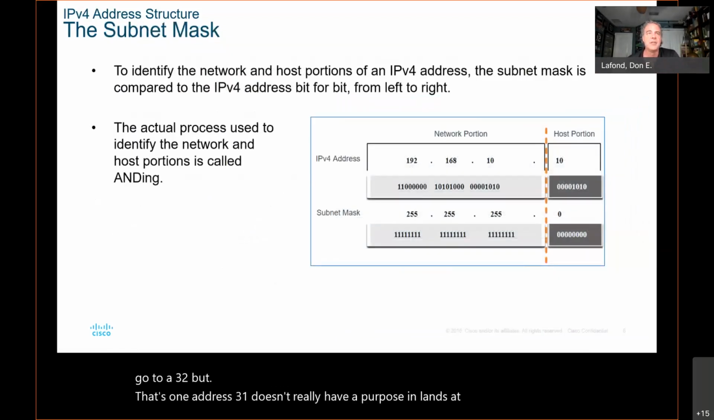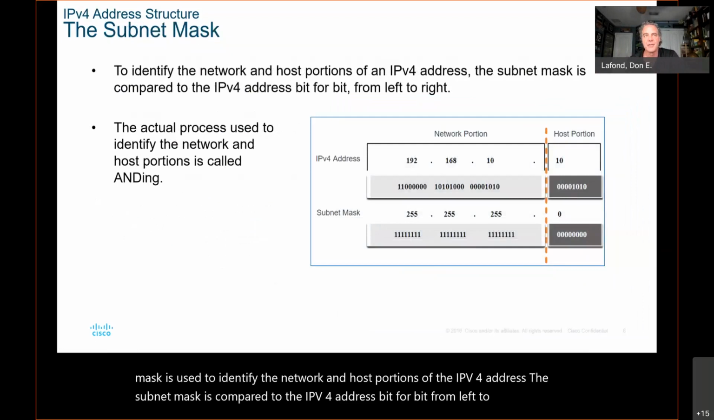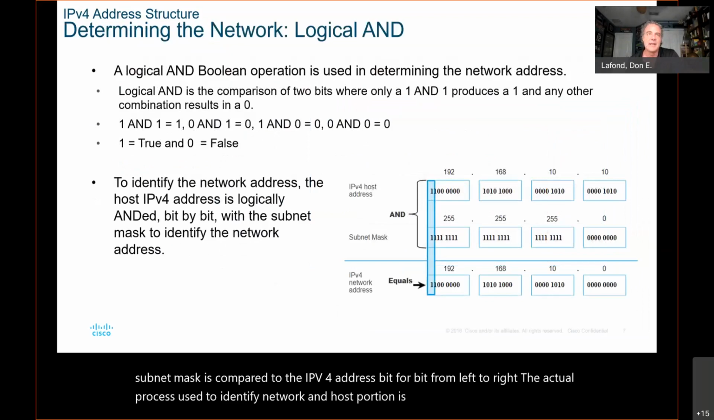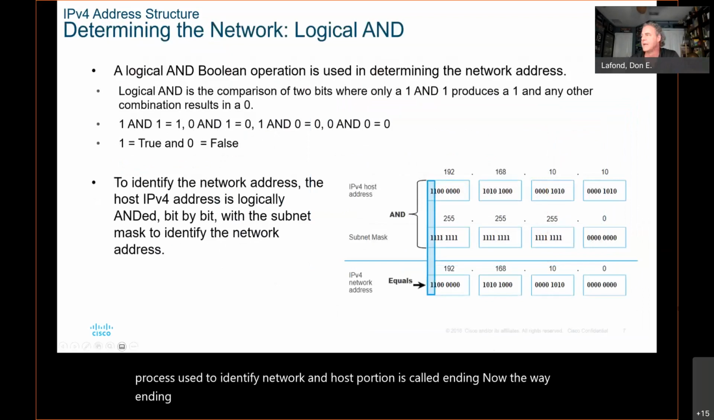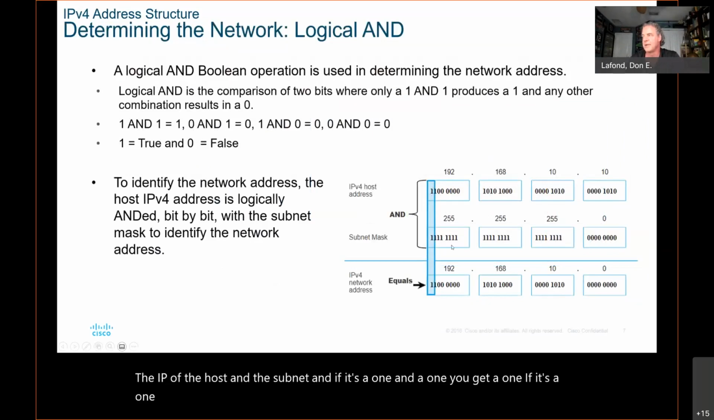Now, the subnet mask is used to identify the network and host portions of the IPv4 address. The subnet mask is compared to the IPv4 address bit for bit from left to right. The actual process used to identify the network and host portions is called ANDing. The way ANDing works is you compare the subnet mask and the IP address of the host. If it's a 1 and a 1, you get a 1. If it's a 1 and a 0, you get a 0. A 0 and a 1, it's a 0. A 0 and a 0, obviously a 0. It's the Boolean AND that we're doing, and the only thing that results in a 1 is 1 and 1.